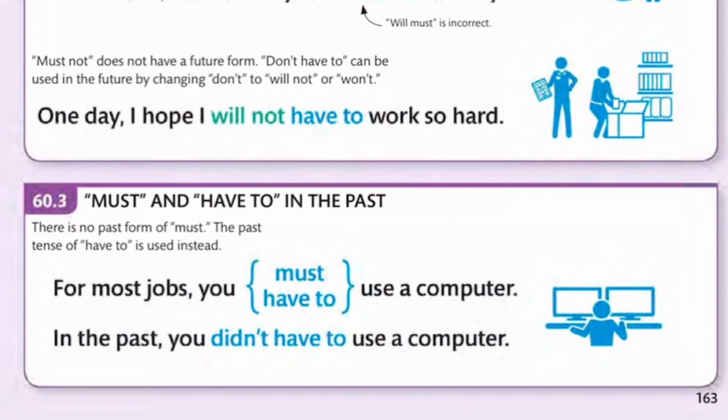Must and have to in the past. There's no past form of must. The past tense of have to is used. For most jobs, you must use a computer or you have to use a computer. In the past, you didn't have to use a computer.